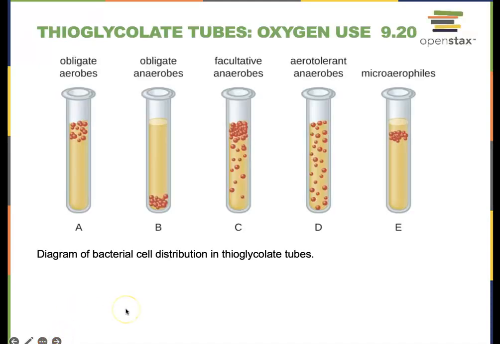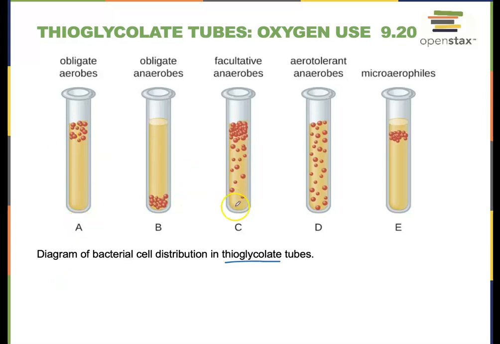This is part 2 of microbial nutrition, and we're going to talk about gases. The first gas we'll talk about is oxygen. There are several categories of oxygen use in bacteria. What is shown here is a special medium that is used primarily to figure out their oxygen use, and these are called thioglycolate tubes. Thioglycolate is the material in these tubes, the medium.